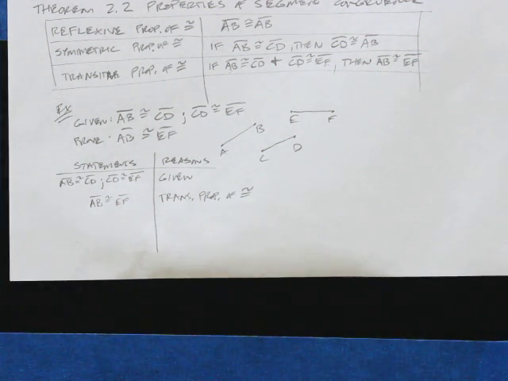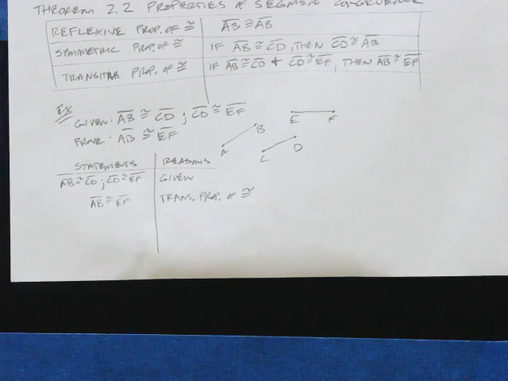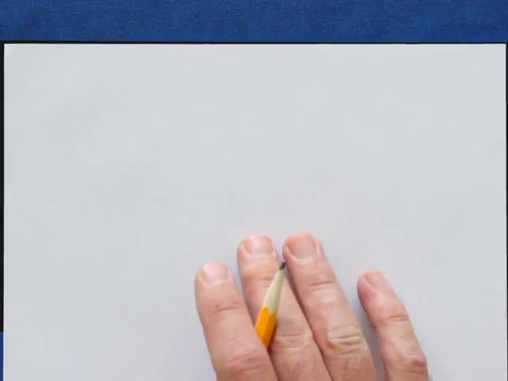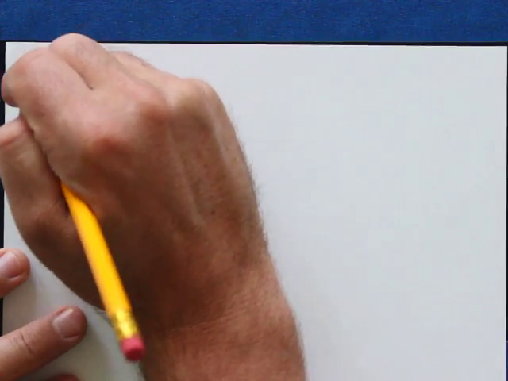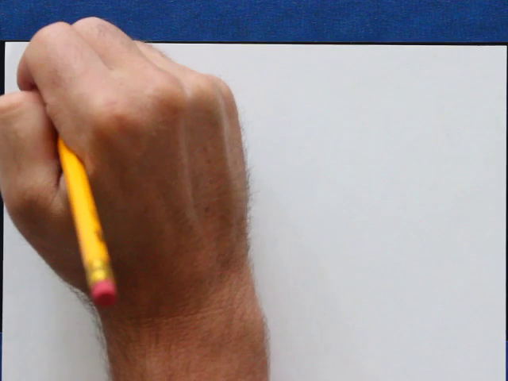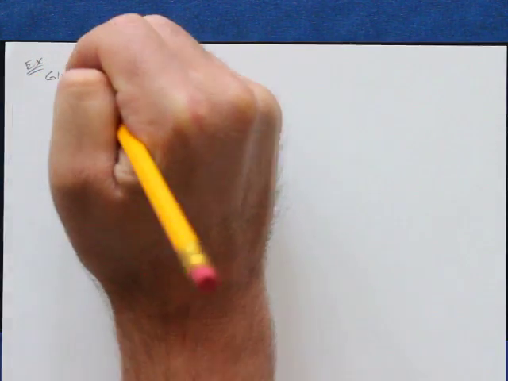So let's do one more proof together, and we shall be done with 2-7. So one more proof. And this proof, I'm going to give you the given here first. Given. Oh. This is going to have 3 parts.